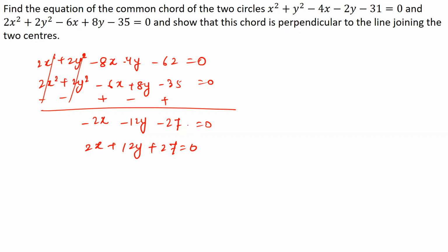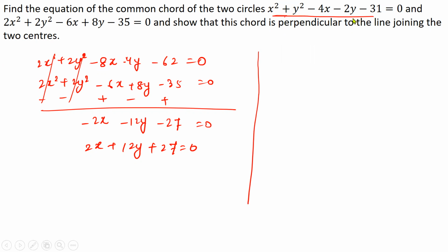Now, show that this chord is perpendicular to the line joining the two centers. So half the part is done. We have found the common chord. Now we need to prove that this chord is perpendicular to the line joining the centers. So let's quickly figure out what the centers are.